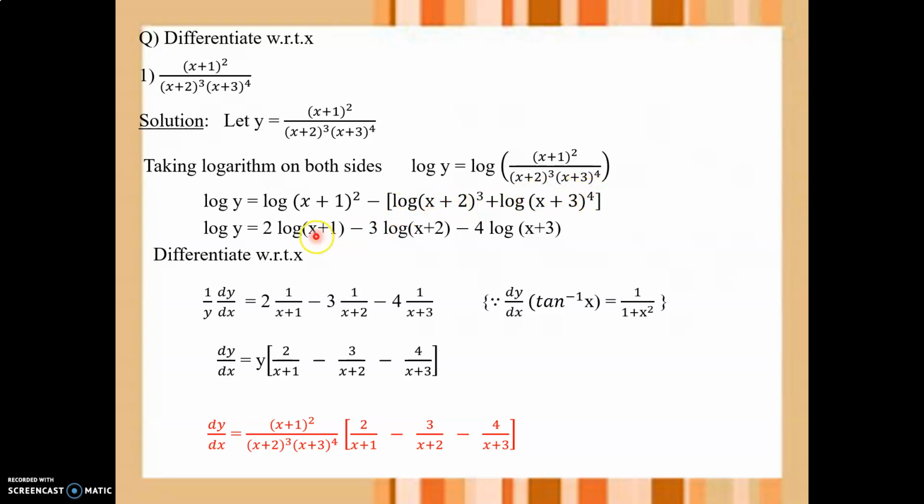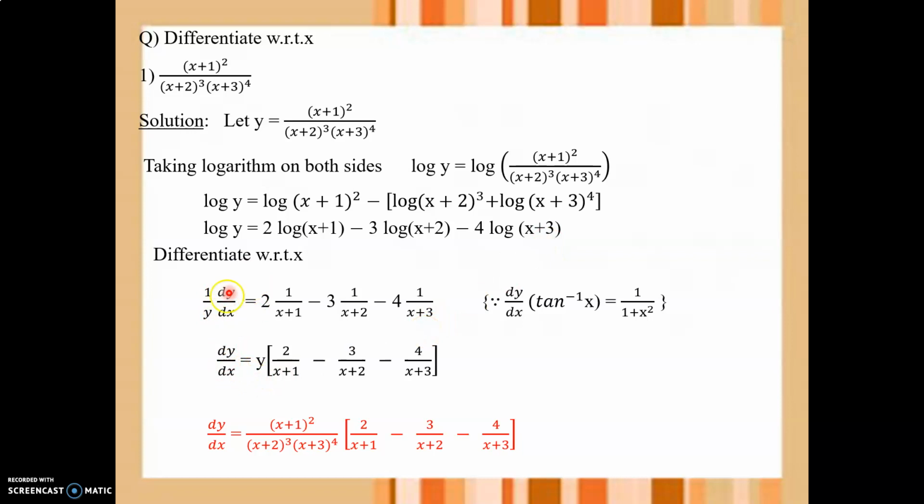Law of product we have applied here. So log y is equal to 2 into log of x plus 1 minus 3 into log of x plus 2 minus 4 into log of x plus 3. Law of exponential applied. Differentiating with respect to x: here it is log y, it is not log x, so you have to take the derivative of y. So 1 upon y into dy upon dx is equal to 2 into derivative of log of x plus 1, which is 1 upon x plus 1, minus 3 into 1 upon x plus 2, minus 4 into derivative of log of x plus 3, which is 1 upon x plus 3.